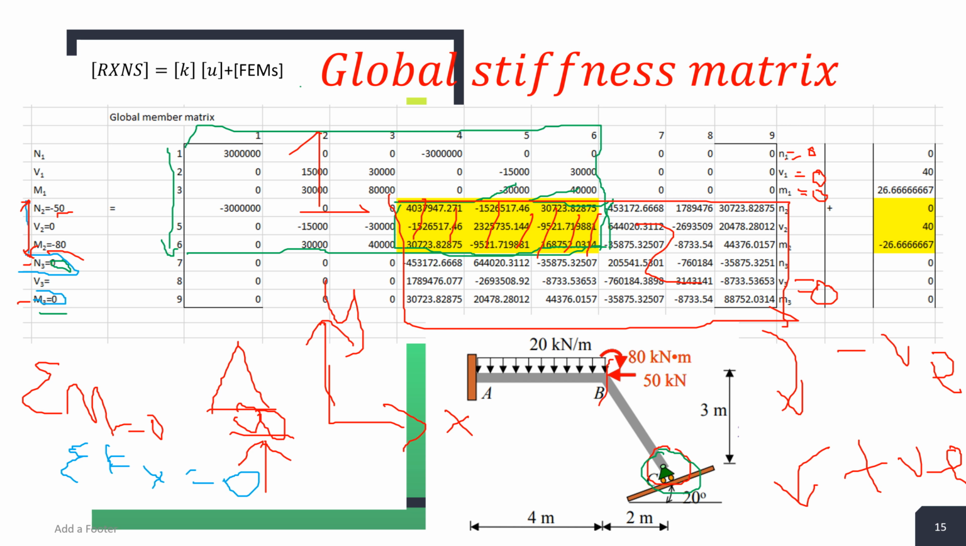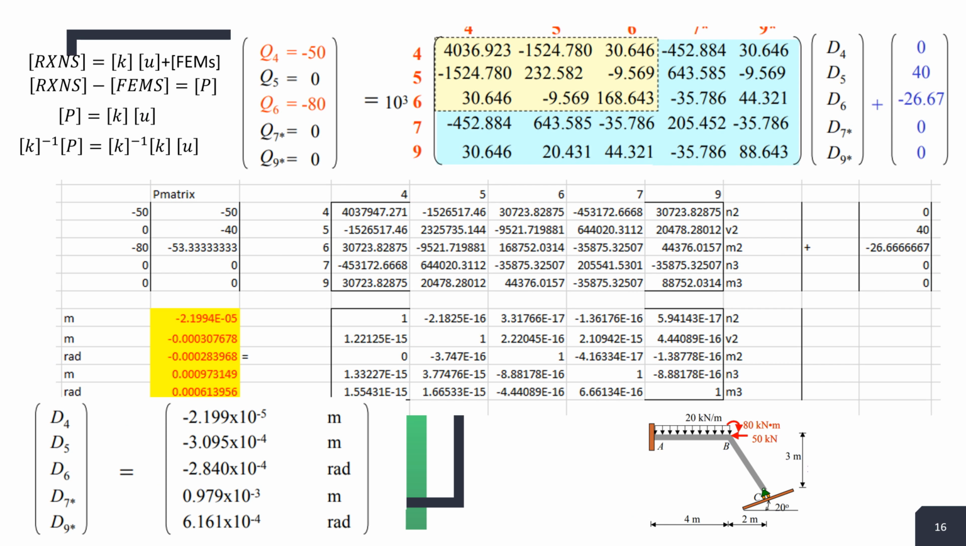And of course these are the fixed end moments, as has been calculated previously. And so once you isolate, like I explained before, members 4, 5, 6, you isolate the ones whose external reactions are known, as shown here, and these are the formulas that you follow.